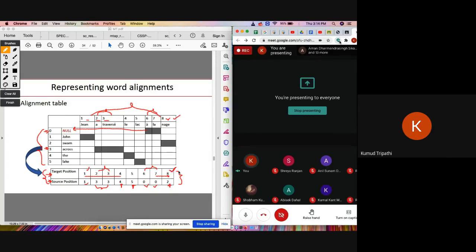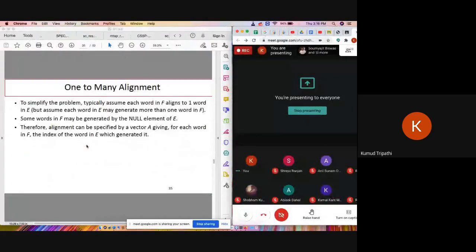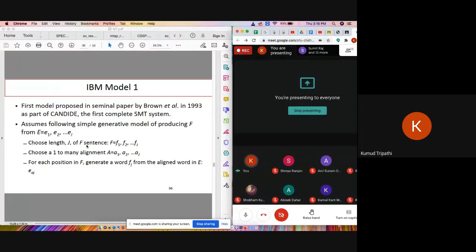Whatever we are doing here is going to play a vital role in further slides. This information is going to be used in generating a translation model. Okay, this is everything we have discussed.